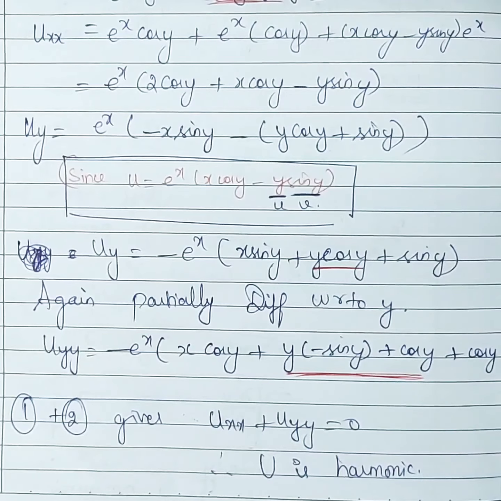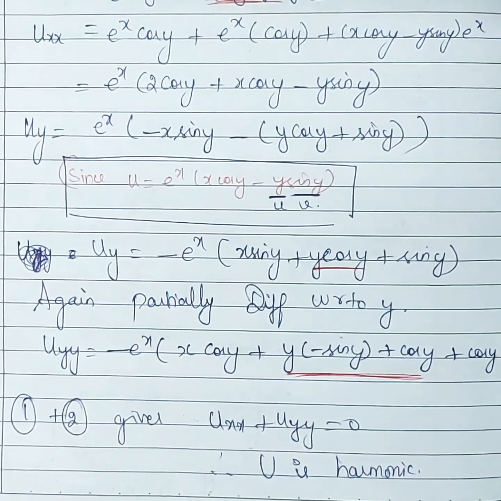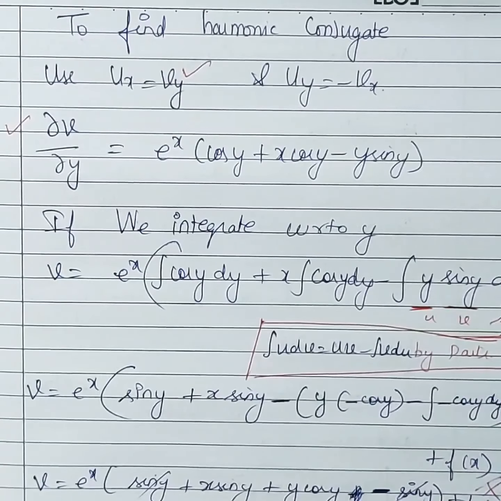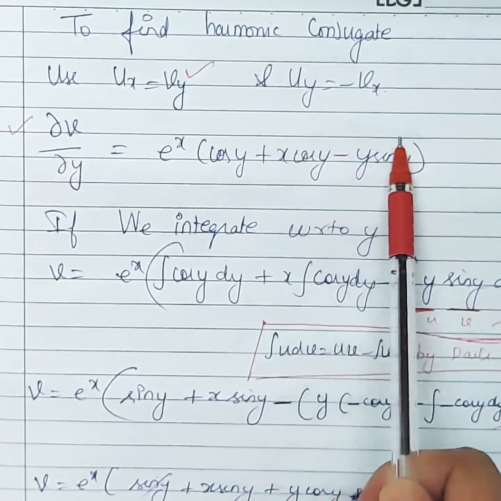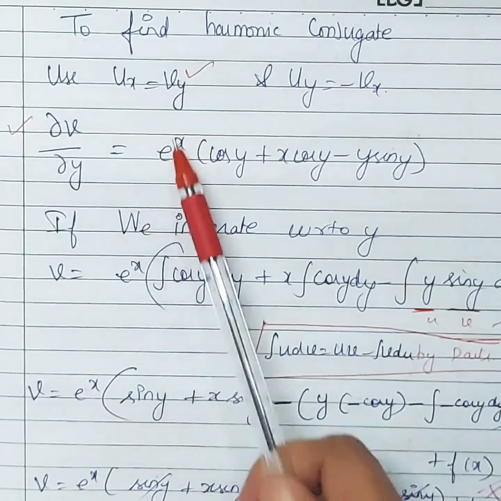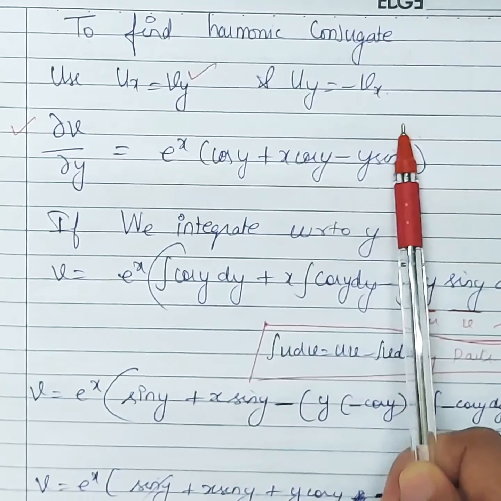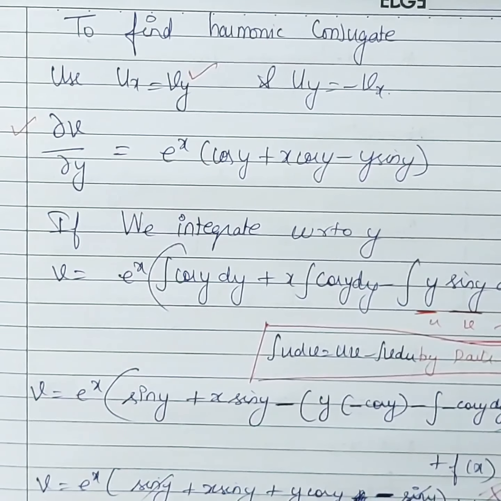Now we have to find the harmonic conjugate v. Okay, so to find v, we can find v in both the ways. These are the two CR equations, ux is equal to vy and uy is equal to minus vx. From this I am going to find v, and from this also I am going to find v, and I will compare.